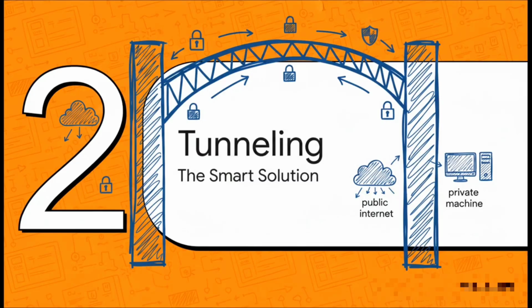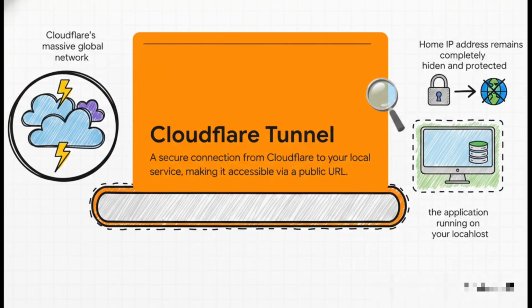So, what's the move? Instead of trying to punch holes in our digital walls, which is a terrible idea, we're going to build a smart, secure bridge. And that bridge is a concept called tunneling. It's a really elegant solution that connects the public internet to your private machine without ever compromising your security. And for this, we're going to use something called a Cloudflare tunnel. Now, I want you to think of this thing like a secret, secure corridor. This corridor starts way out on Cloudflare's giant global network and tunnels all the way down directly to the app running on your localhost. And here's the best part. You get a public URL that anyone can use, but your home IP address stays completely hidden and safe.